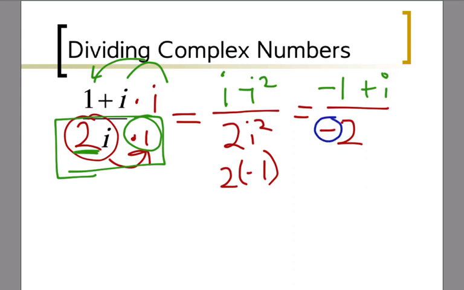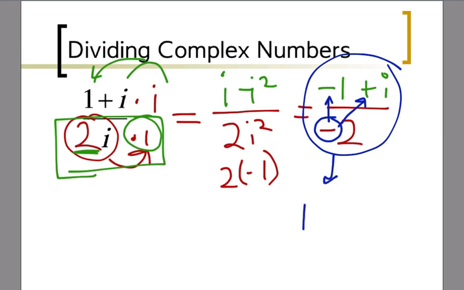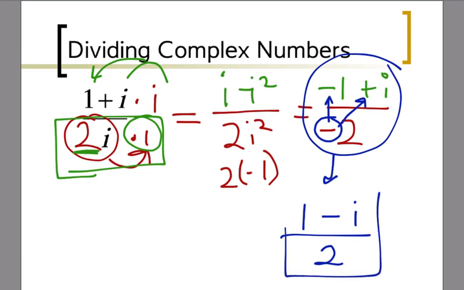Now even here, with this problem, it's not very good to leave a negative on the bottom if at all possible. Really, you should divide both of these numbers by that negative, and a better answer, granted this is a correct answer, a better answer would be positive 1 minus i over positive 2. It's the same answer, but what I'm doing is I'm changing the signs all by a negative, and that way the bottom number is positive rather than negative.